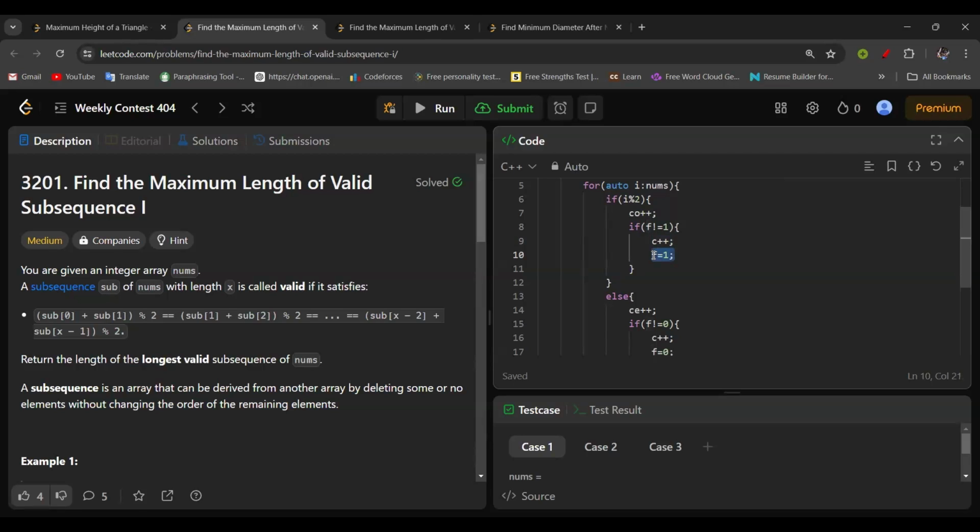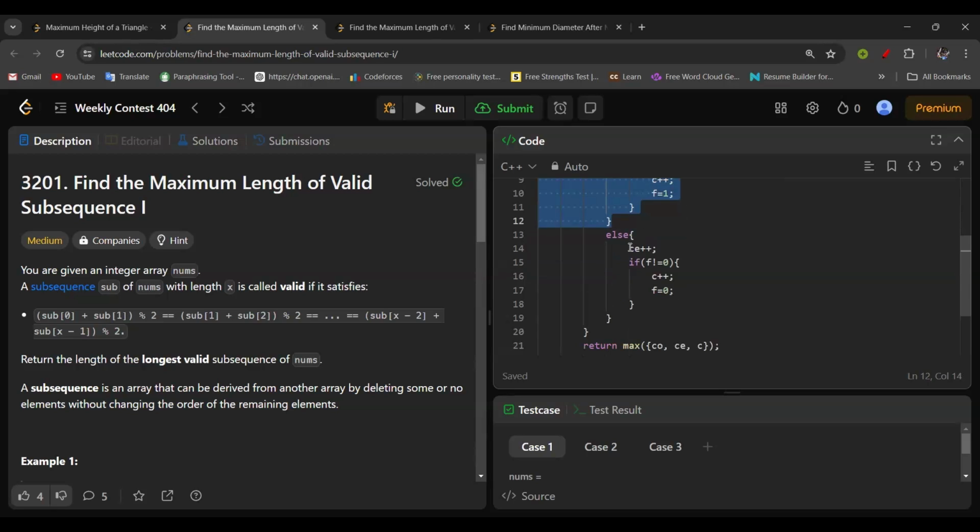So next time I would not pick an odd. I would only pick an even number. So it would just not satisfy this condition if next time I again get an odd number. So I made C++ and f equal to 1. So this is for the odd case.